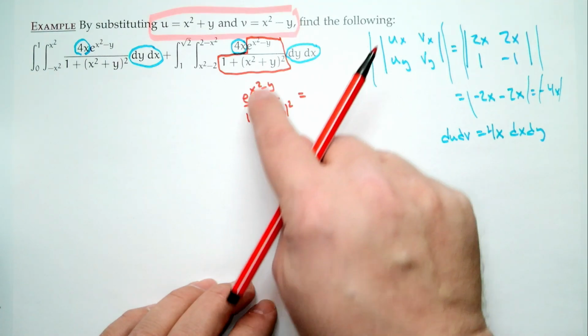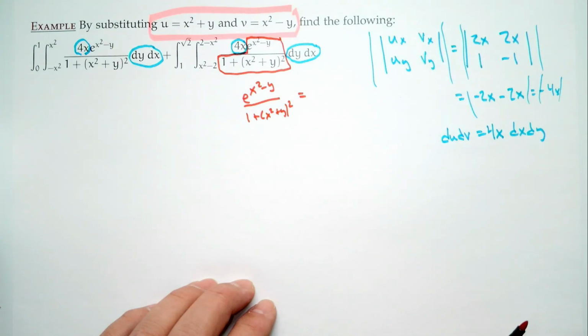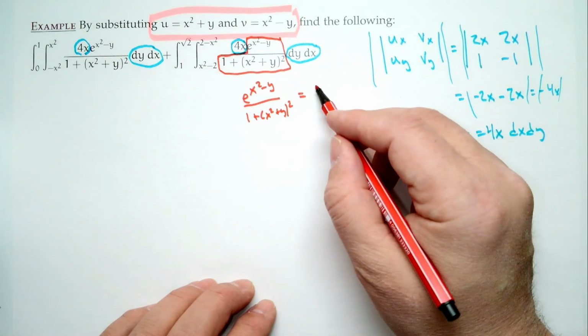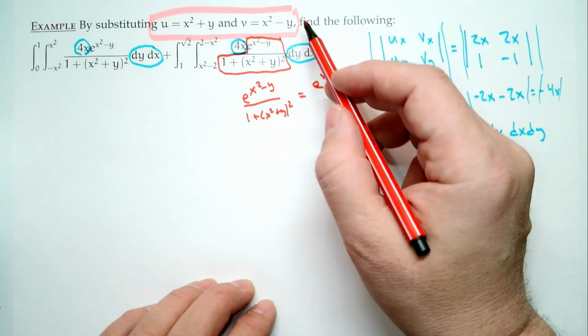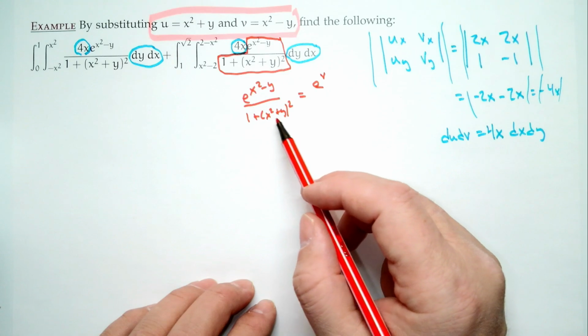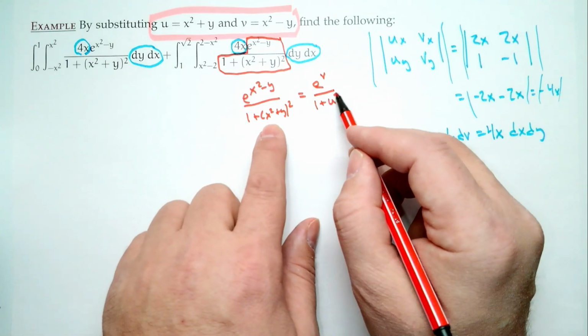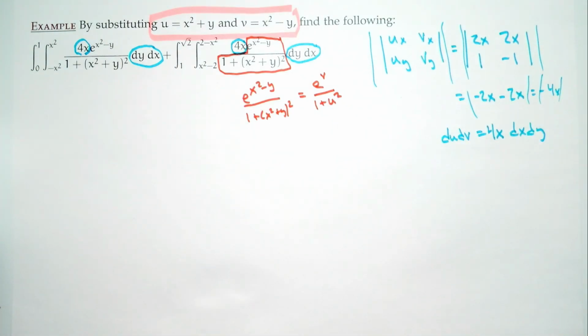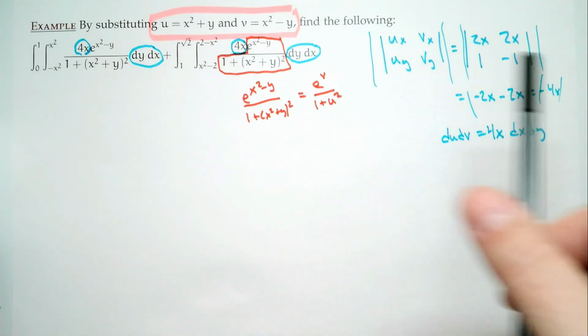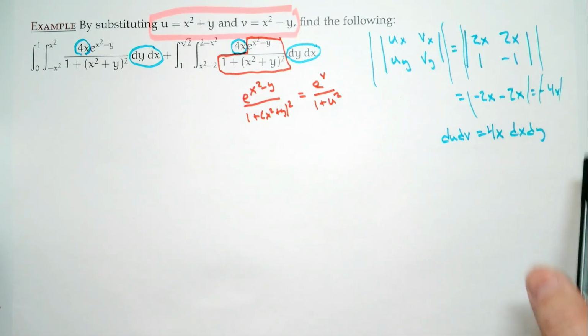So what we look for is to say, okay, can I take my pieces u and v and use it to rewrite these expressions? So for example, e to the power x squared minus y, what can that become? It could become e to the v, because I see x squared minus y, that's v. How about 1 plus x squared plus y quantity squared? What can I do with that? That's 1 plus u squared, because u is x squared plus y. So I'm looking for those pieces, x squared plus y and x squared minus y, and I'm looking to use those to put them in. All right. Well, that's our function. That's how we break things up.